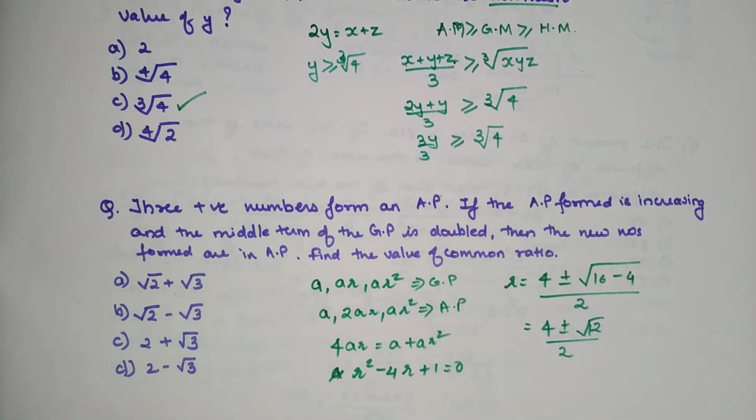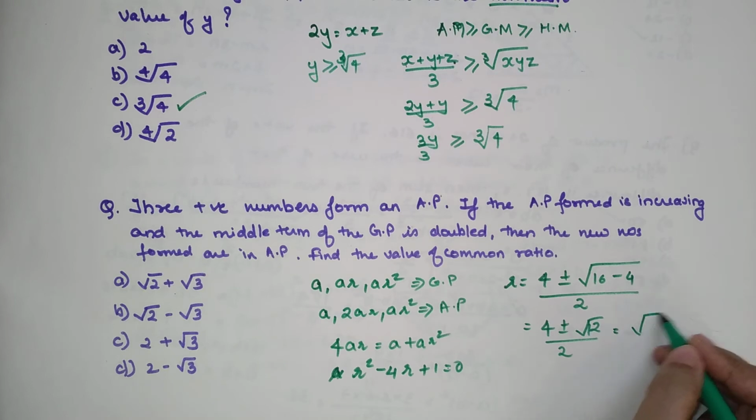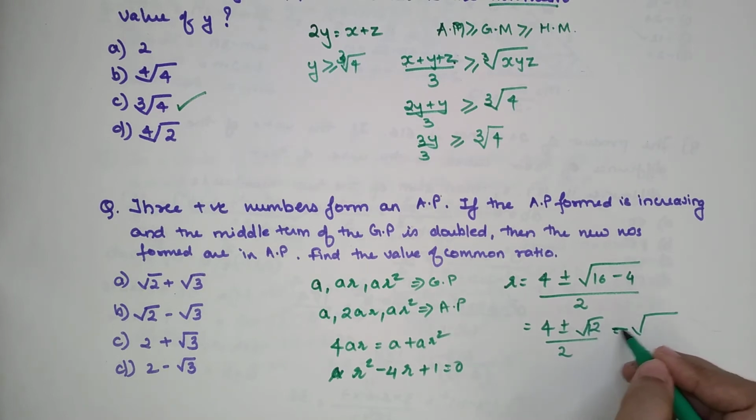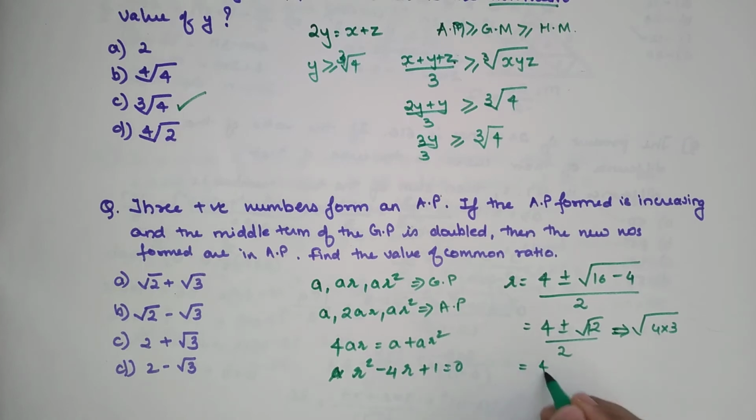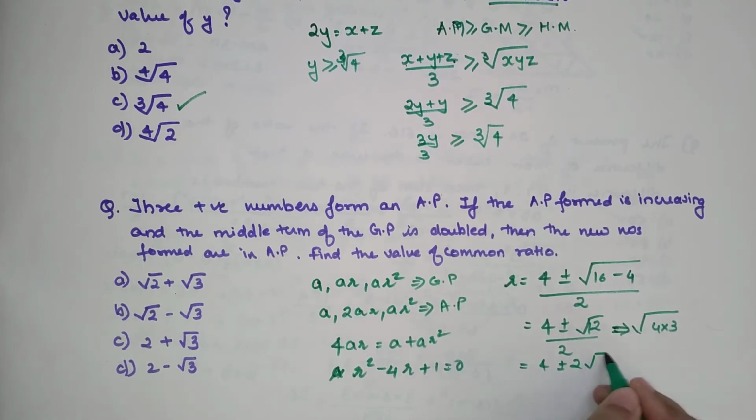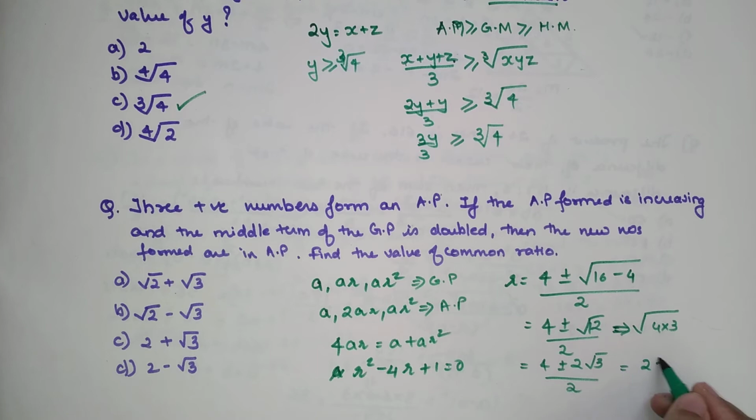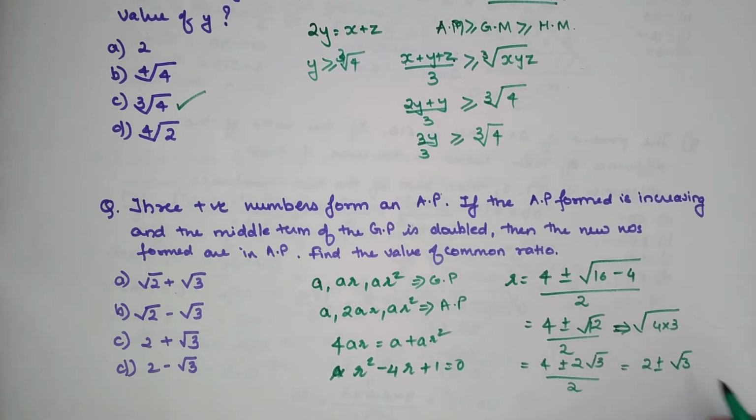Okay. Now this 12 can be written as 4 into 3. Okay. So here I can take 4 plus minus 2 root 3 upon 2. I can take 2 common from the numerator. So I'm left with 2 plus minus root 3. Now students, as you can see, we have two values, plus or minus.